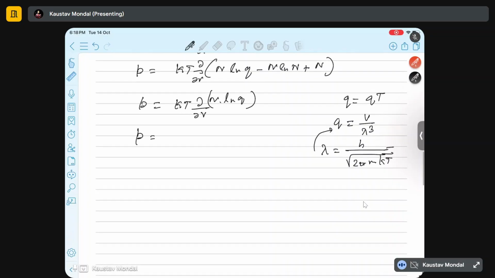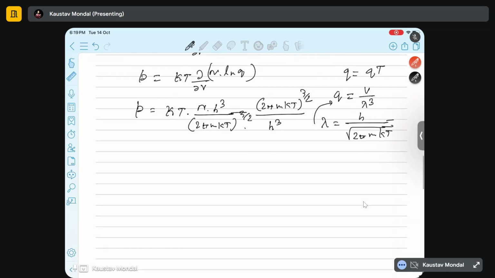Took the derivative. The derivative with respect to the volume gives you N into, so there's a cube term, (2πmkT)^(3/2). Now if you do the volume derivative of Q, that gives you (2πmkT)^(3/2), and the whole thing is divided by h cubed.